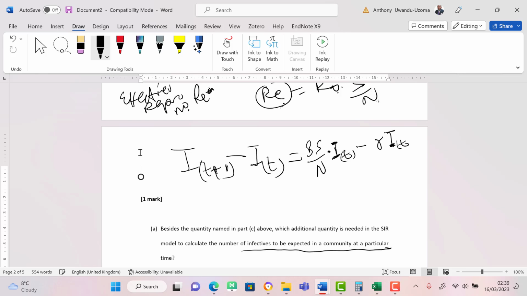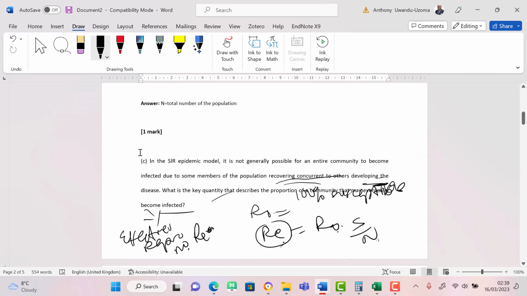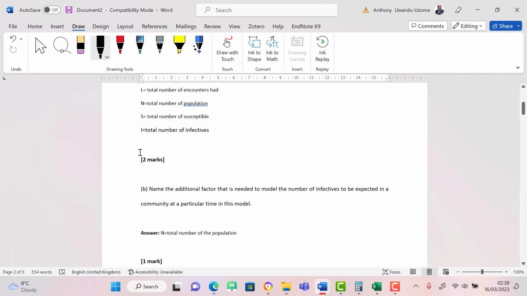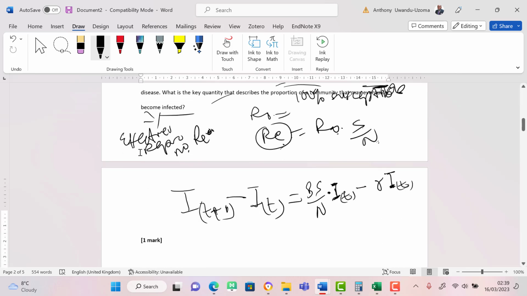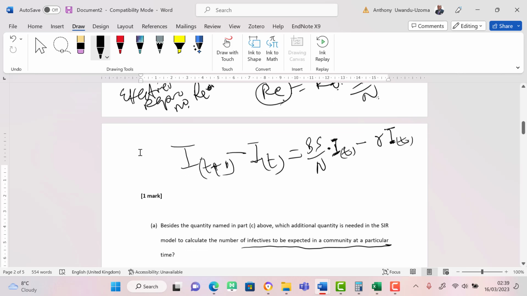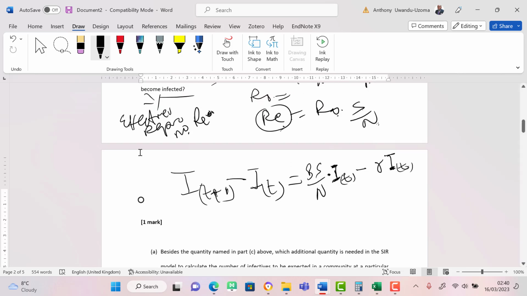I as of today. Now this question is saying, apart from RE as the effective reproduction number, what other thing do we need? We said that our RE is given by R0 times S over N. And if you remember, we said that our R0 is also equal to beta over gamma, right? That's this R0.